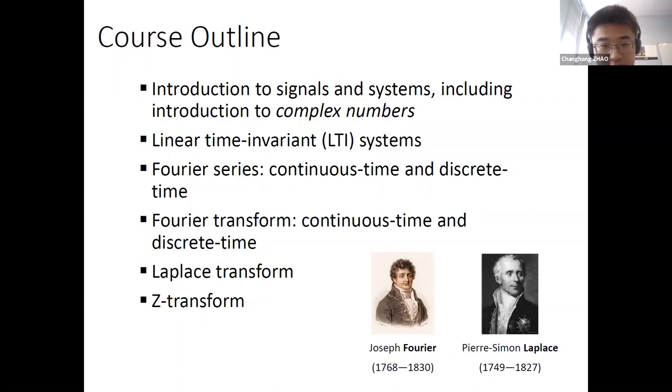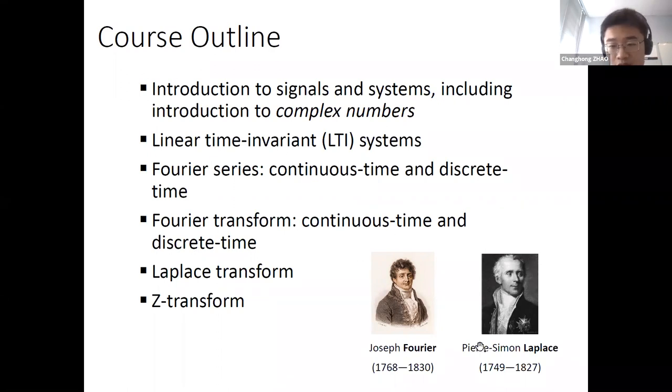Both Fourier series and Fourier transform can be applied to continuous time signals, and they can be applied to discrete time signals. Essentially they have the same mathematical implication, but the detailed form is quite different. That's why we need to learn them separately. There are also the Laplace transform, which is an extension of the continuous time Fourier transform, and the Z transform, which is an extension of the discrete time Fourier transform. So we will learn all these different transforms as we progress.